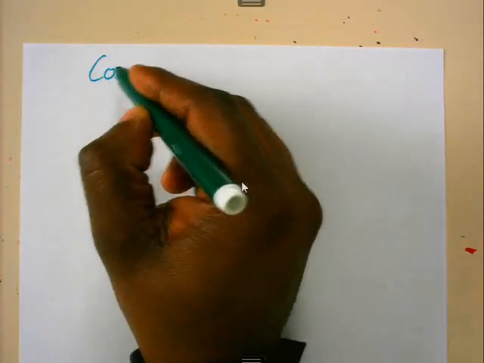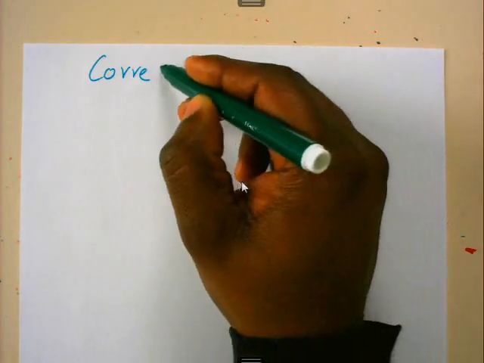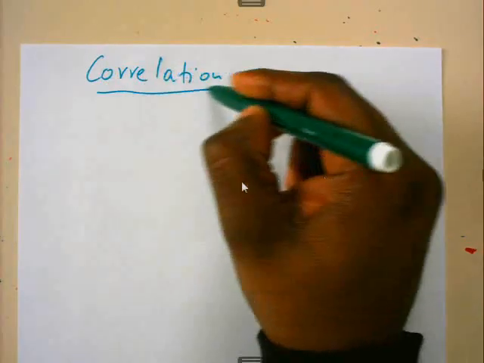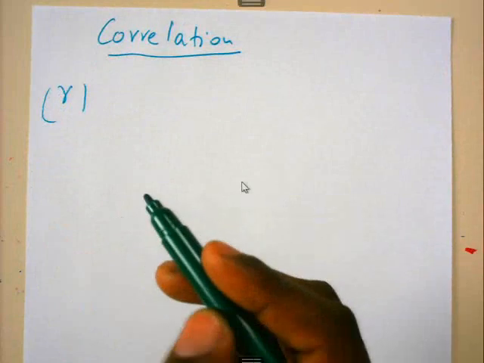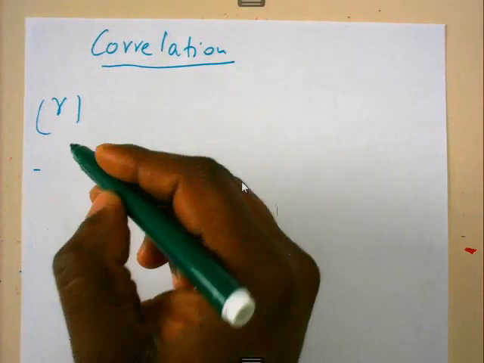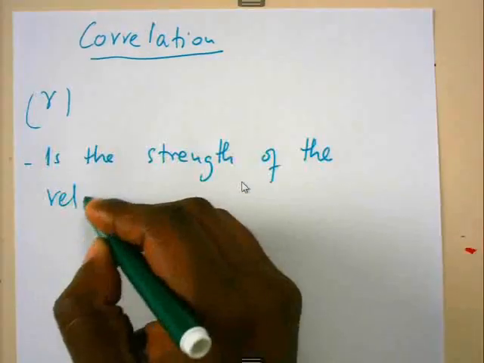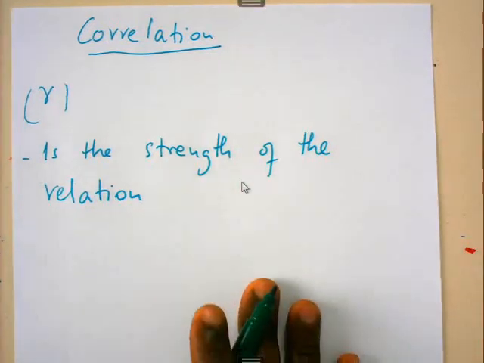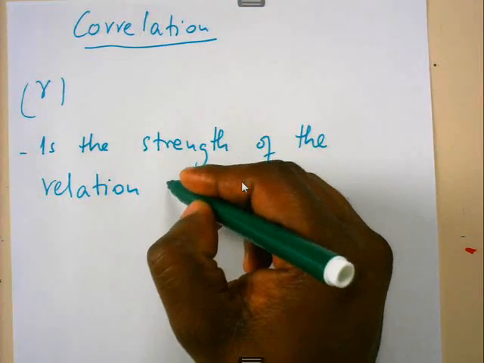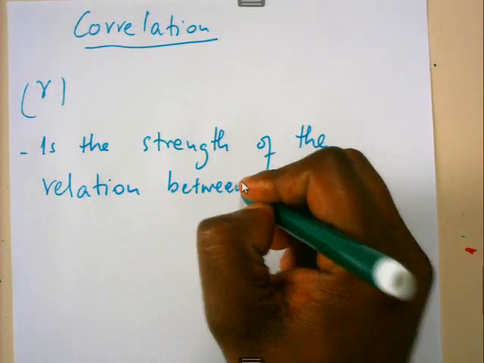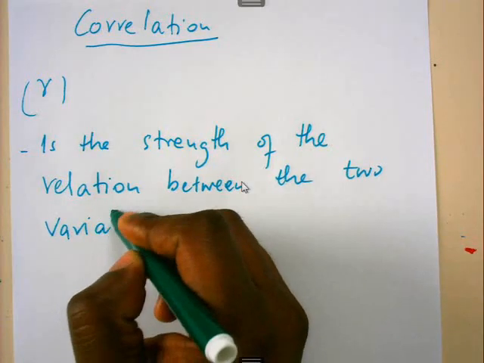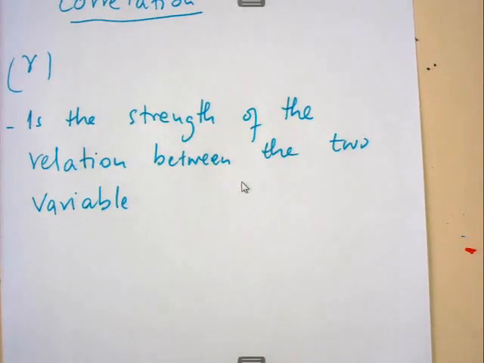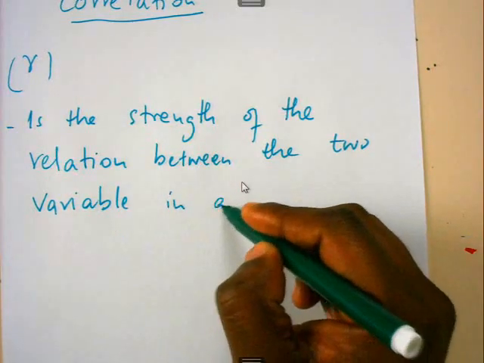I want to write it here now. Correlation. You see it is there in the calculator. The symbol for correlation is R on your calculator, and it tells us what? The strength of the relationship. The relationship we have on a scatter plot between the two variables, if I may say, sets of data. The relation between these two variables in a scatter plot.